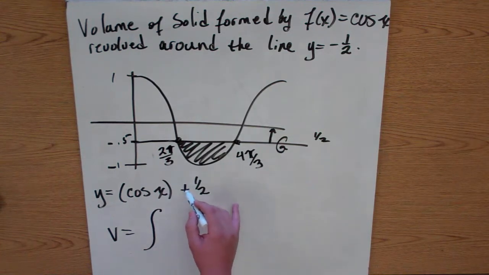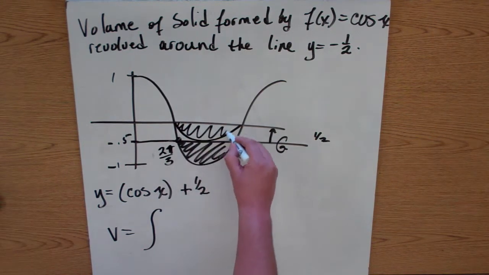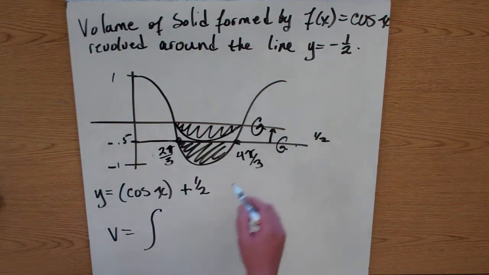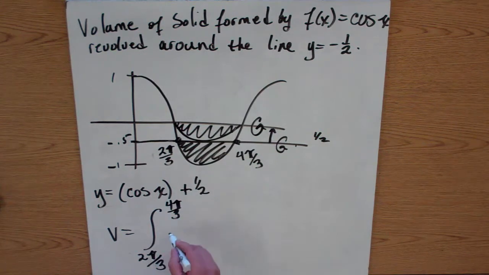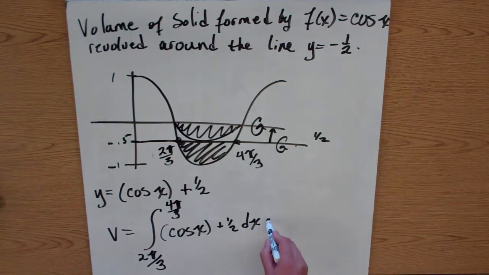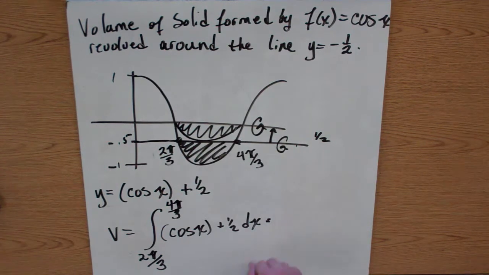Now keep in mind, since we added the 1/2, we brought this up to here. So now we've moved up to here to take this area. Because now we're revolving it around the x-axis instead of revolving it around a line at negative 1/2. So this is going to be the integral from 2 pi over 3 to 4 pi over 3 of cosine of x plus 1/2 dx. You integrate that, and you have your answer. I'm going to leave this for you to integrate. It's not difficult. Ask me tomorrow, I'll give you the answer.